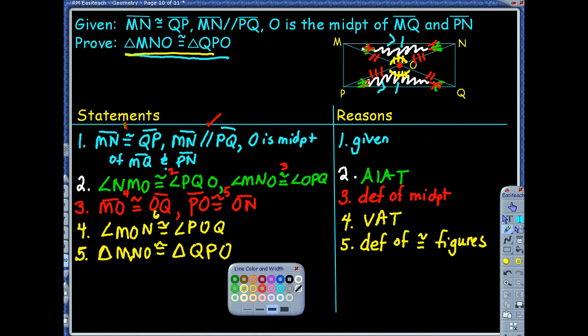Now, I'll tell you guys tomorrow, we're going to get to proving some triangles congruent. We're going to learn some other theorems that will give us some shortcuts. But if you want to use the definition of congruent figures, you need all 6 parts. Perfect.